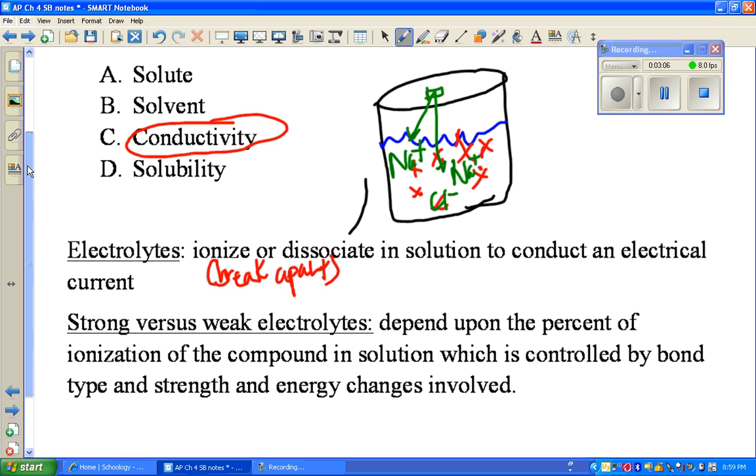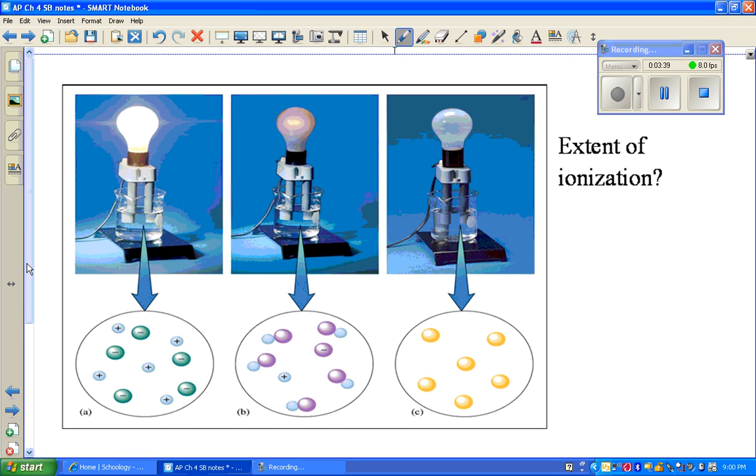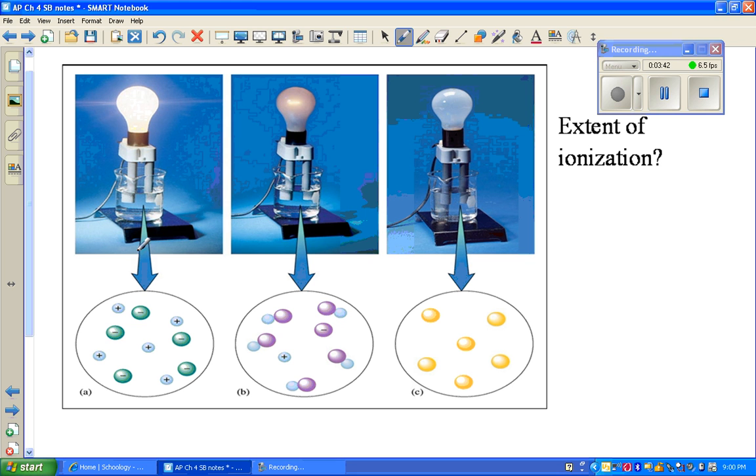Now, of course, we have strong versus weak electrolytes. If you think about the light bulb glowing very brightly versus hardly glowing at all or not at all, that depends upon the percent of ionization. So that is the percent of how much of these ions are going to break apart in solution, which is controlled by bond type and strength and energy changes involved. You guys know I'm big on pictures, so we're going to show you another picture of this, and you'll see it in class also. And you can see the extent of ionization.